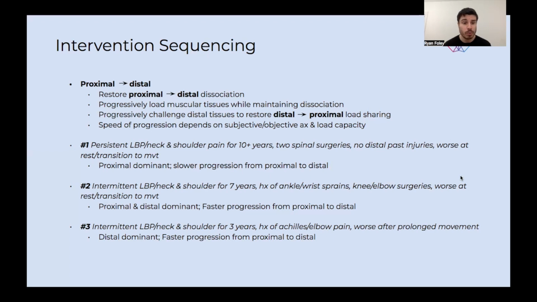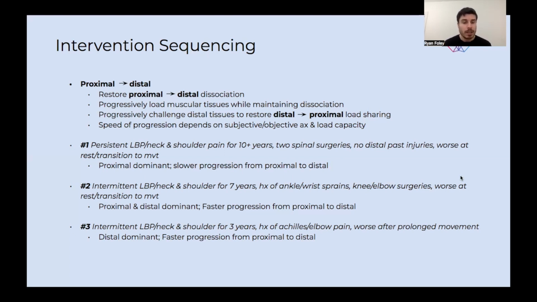Okay, so we have 3 scenarios here. Let's go through a few short examples of how someone's subjective history, information like the nature of the onset, their symptomatic behavior, and their injury history, how this subjective information can help us think through the speed at which we're going to progress from proximal to distal. Okay, and we're going to do this within the context of proximal issues here. Again, like we said before, it will change with more distal issues, but we're going to use proximal issues here, so a low back pain experience or a neck and shoulder pain experience.